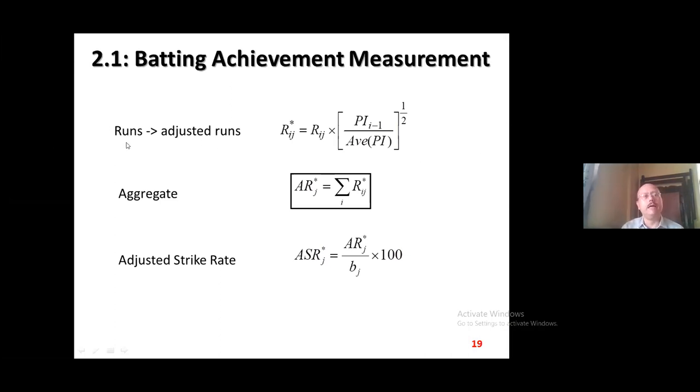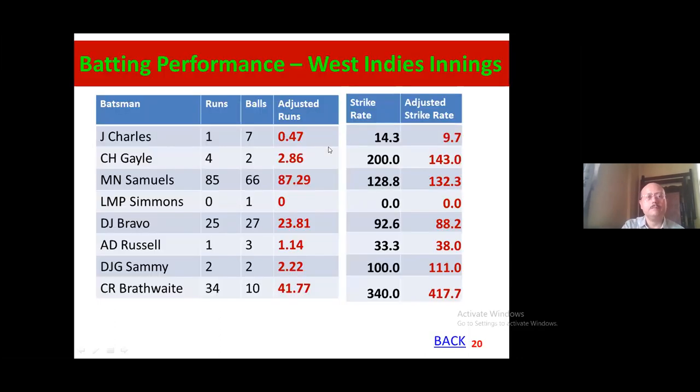So instead of runs, what we are actually going to look at is something that we call adjusted runs. And how do we do this adjusted runs? So Rij is the actual run scored. I will just show this table first and then go back. So this is what we are talking about.